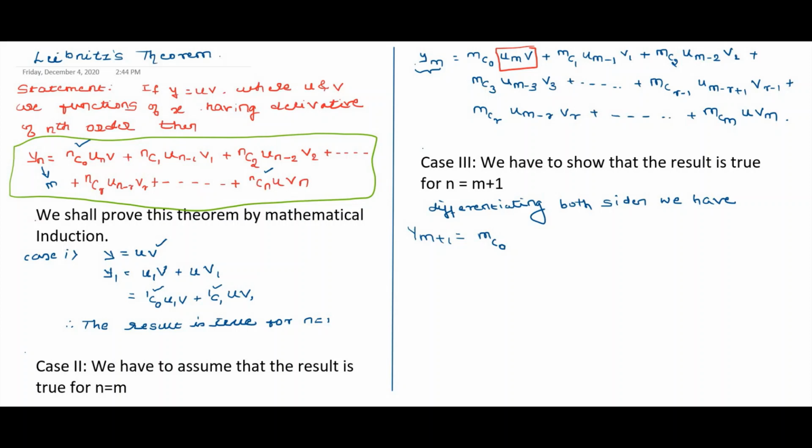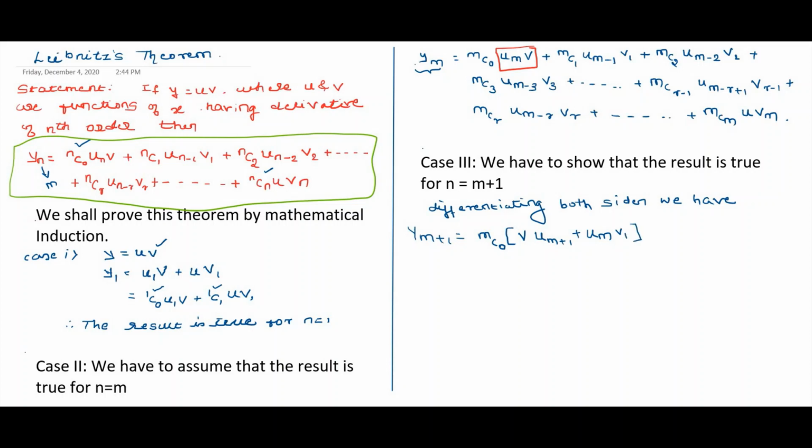In this case, the second term I will write as it is. The second term is v as it is. What is the differentiation of the first term? The first term is u_m. Its differentiation is u_(m+1). Plus, now the first term u_m as it is, and the differentiation of the second term, the differentiation of v, is v1. This is the first differentiation.